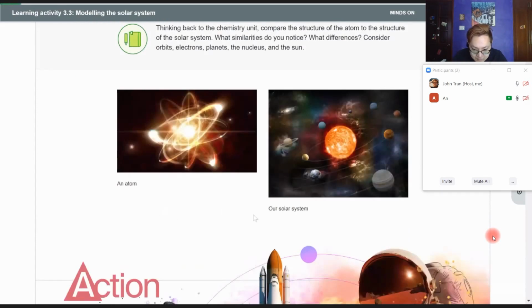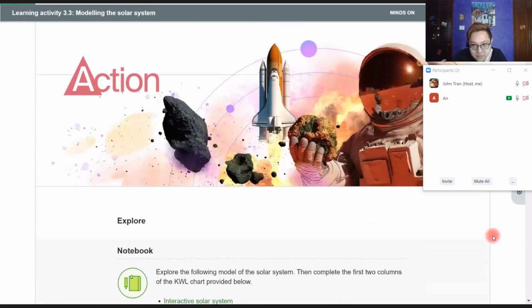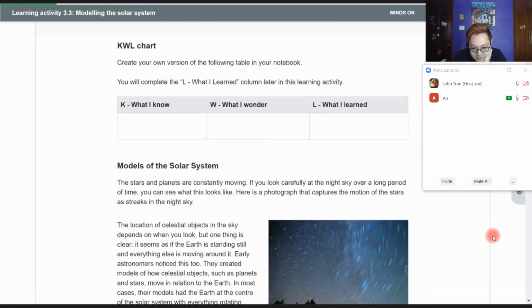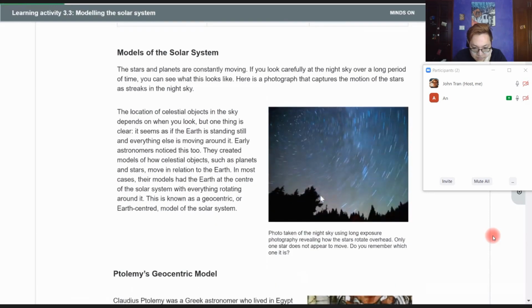Our solar system. Model of the solar system.